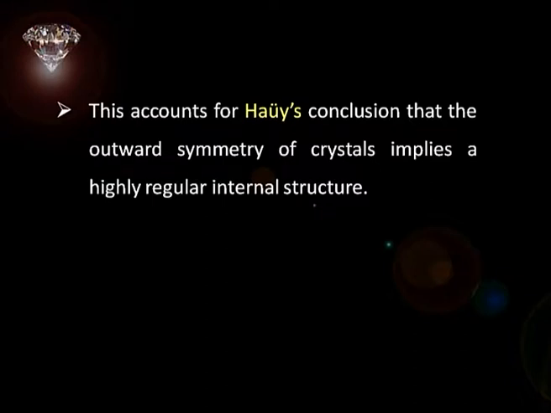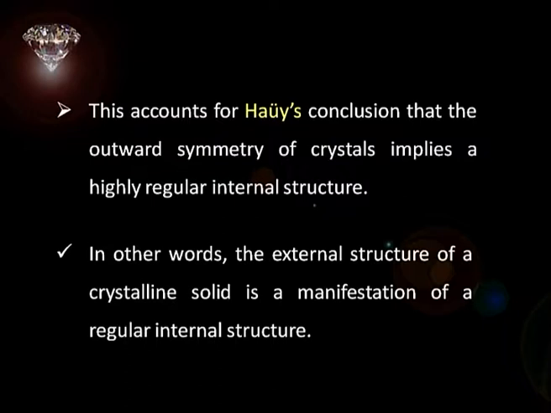What we know in the macroscopic domain is that there are 7 crystal systems. So, there is a 1-to-1 correspondence. In other words, we can say that the external structure of a crystalline solid is a manifestation of a regular internal structure. That is what Hoy said centuries back. So, let us now talk about non-primitive Bravais lattices.